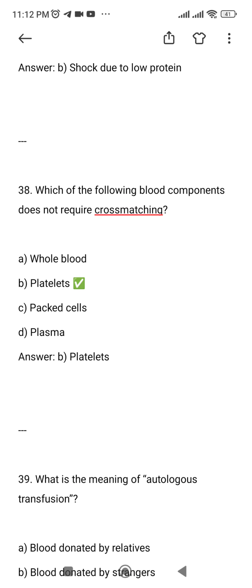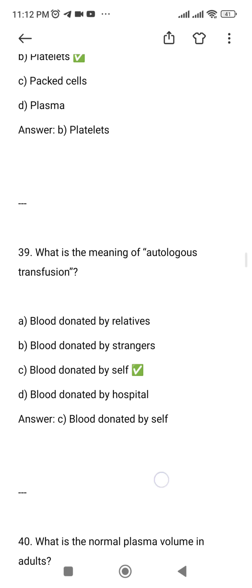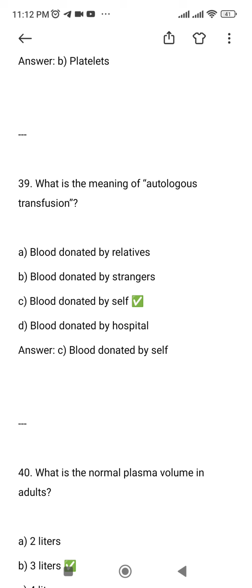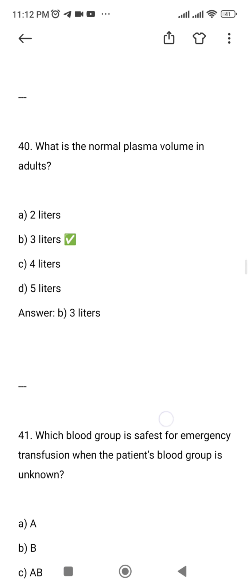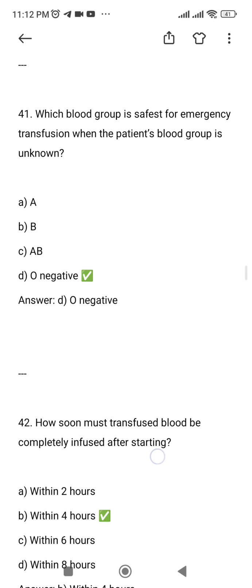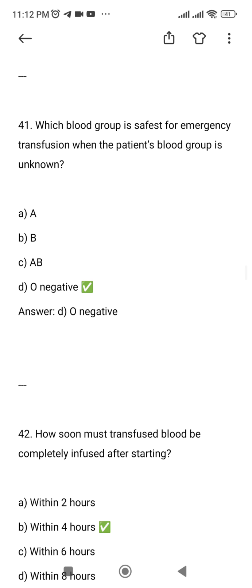Which of the following blood components doesn't require cross-matching? Platelet. What is the meaning of autologous transfusion? Blood donated by self. What is the normal plasma volume in adult? 3 liters.